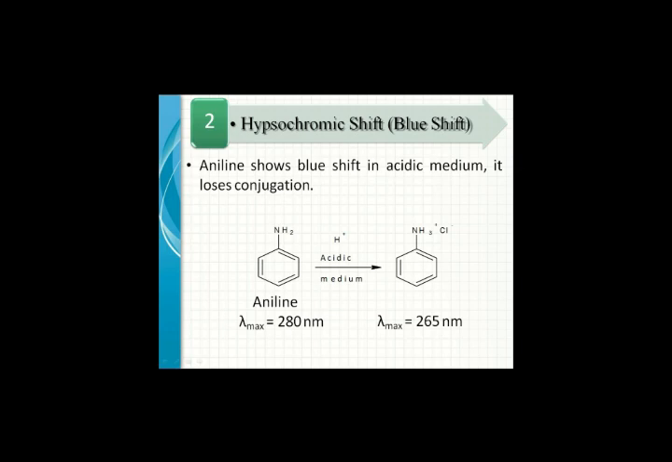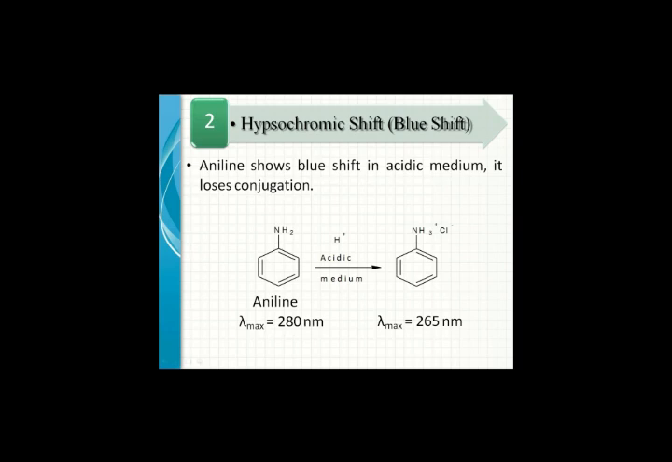For aniline the lambda max value is 280 nanometer, and when the solvent is changed and we use the acidic medium, the lambda max value is shifted towards 265 nanometer due to the loss of conjugation.